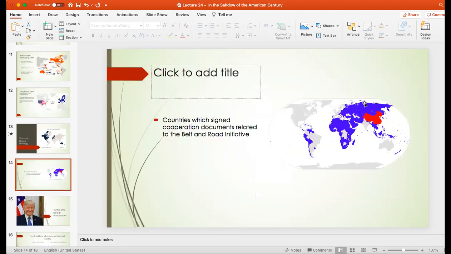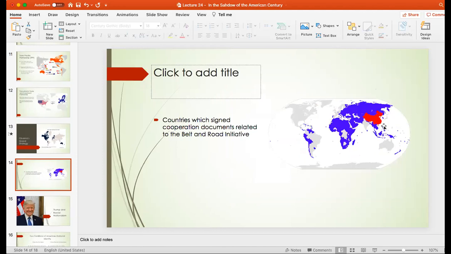These are also countries that have signed cooperation agreements with the Belt and Road Initiative. So again, you can see there's overlap here, that maybe it won't be a kind of binary struggle between China and the United States. Of course, it's different from the Cold War. The key difference is that the United States and the Soviet Union didn't really trade with each other very much.